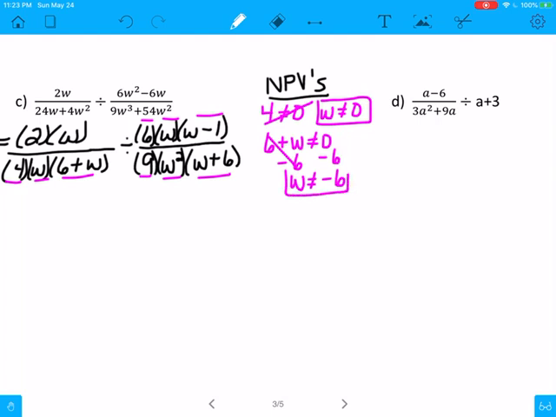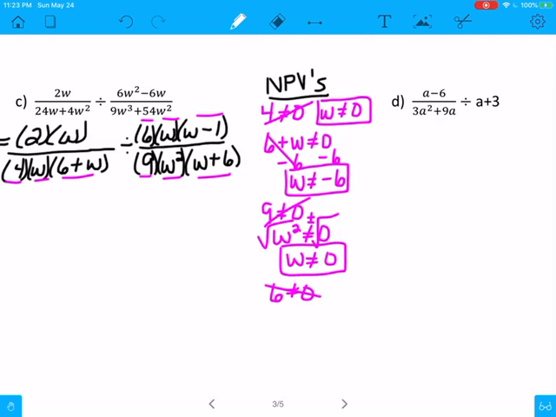Good. Then I have 9 cannot equal 0. True, but not an NPV. W squared cannot equal 0. Square root, w cannot equal 0. Oh wait, it's the same as the other one. Then I have w plus 6. I've already done that. And I have 6 cannot equal 0. Not an NPV. I have w cannot equal 0. I've already done that one up here. And then I have w minus 1 cannot equal 0. Add the 1.